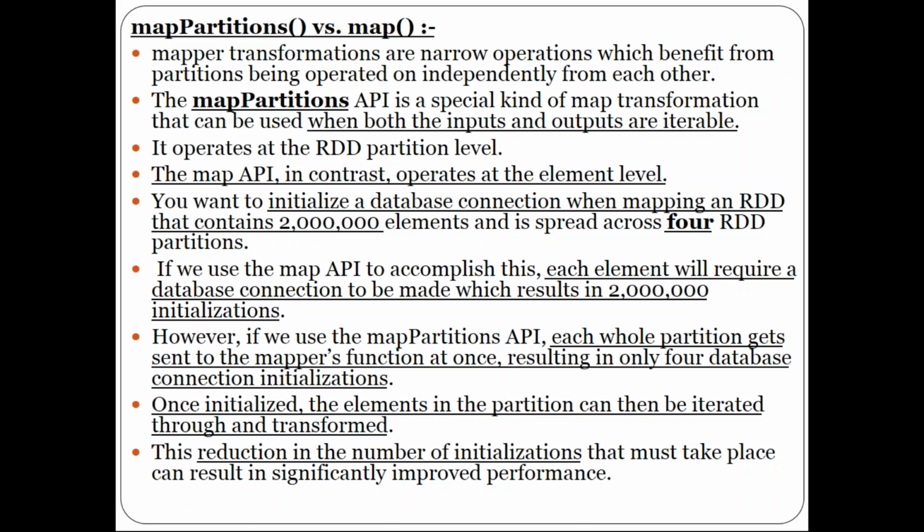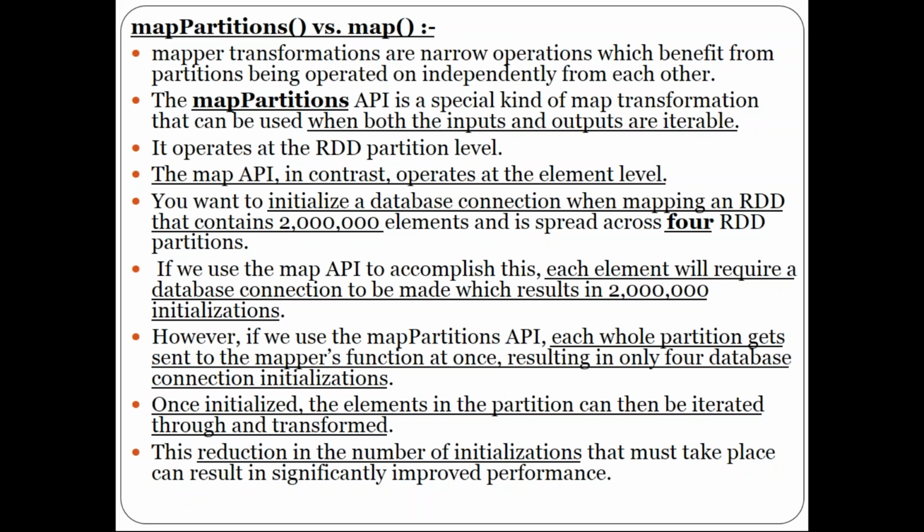Mapper transformations are very narrow, wherein they will be benefited with the partitions because they are operated independently from each other. They are not dependent on anything. Okay, now this one, the mapper transformations and map partitions will be RDD partition level, whereas the map partitions API will be on element level. You need to understand that. The map partitions will be RDD level and the map API will be element level.